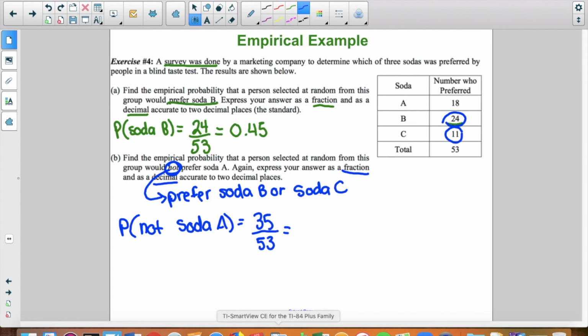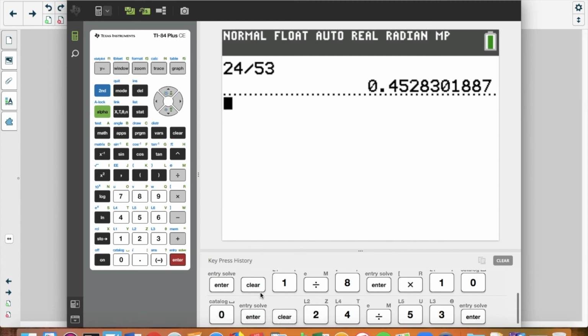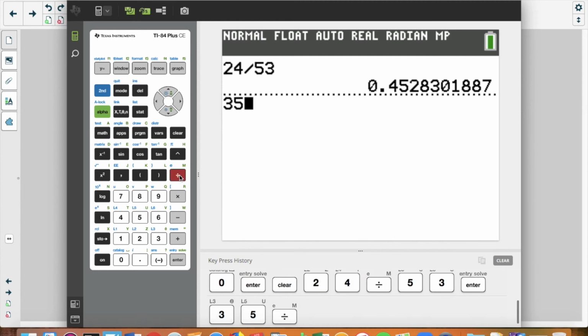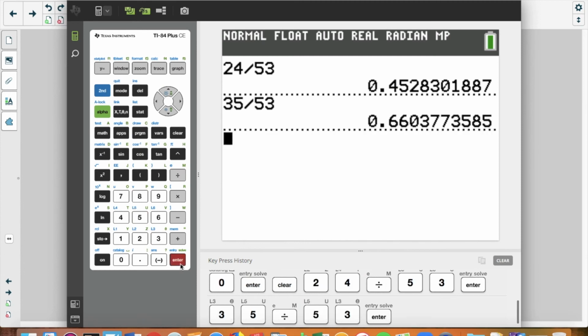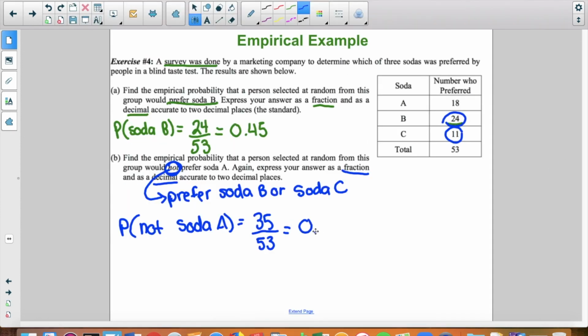Now let's put this into a decimal like it said. 35 divided by 53. That gives us that decimal. It says round to 2 decimal places. If we were to round to this point here, it would stay as 6. So this becomes 0.66.